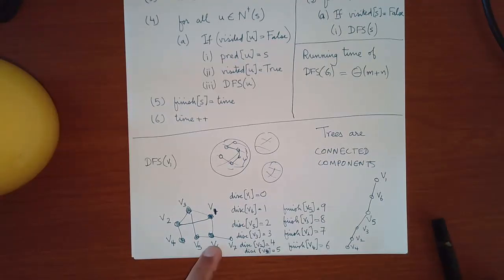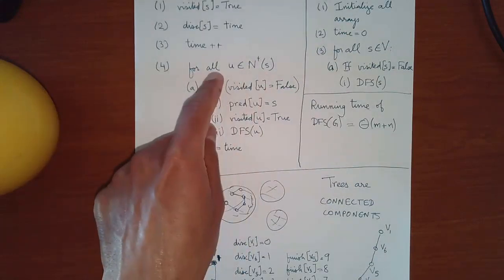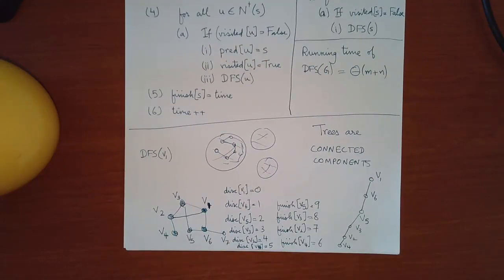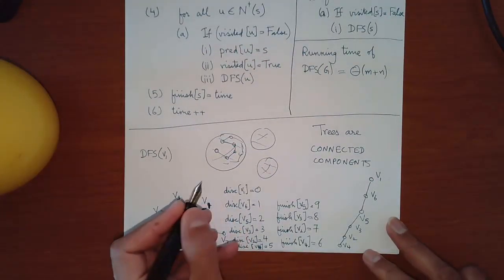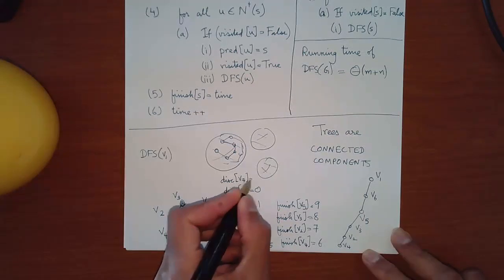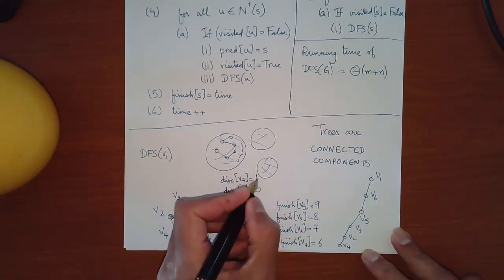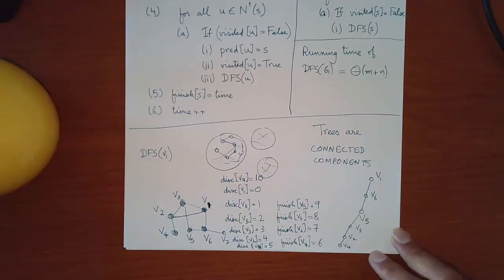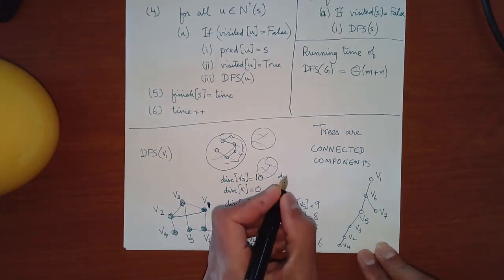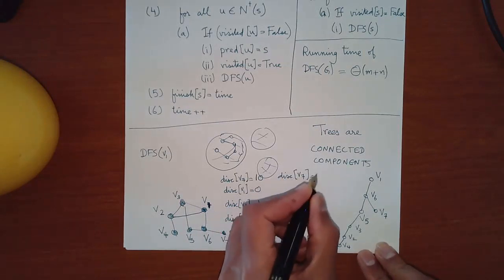Exactly. V6 is going to visit all of its neighbors, and one of them is still not visited, which is V7. So a new vertex gets discovered, V7, and we set that time to be 10. And who's the parent of V7? V6. Okay, so now that gets visited, and then V7 is going to immediately finish.